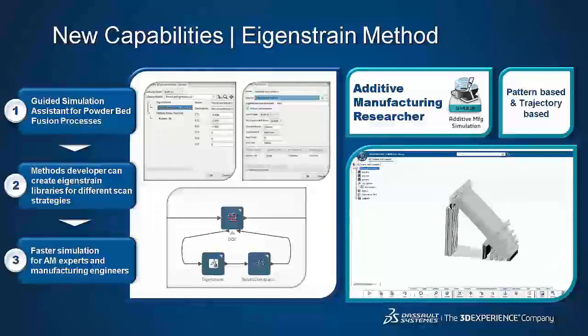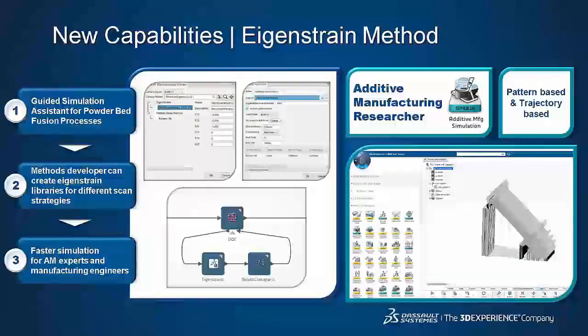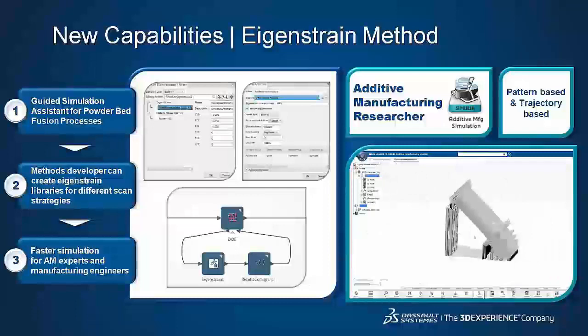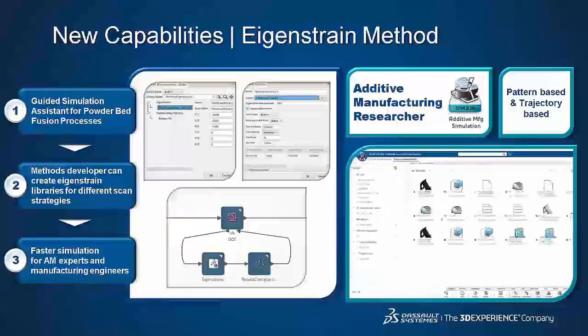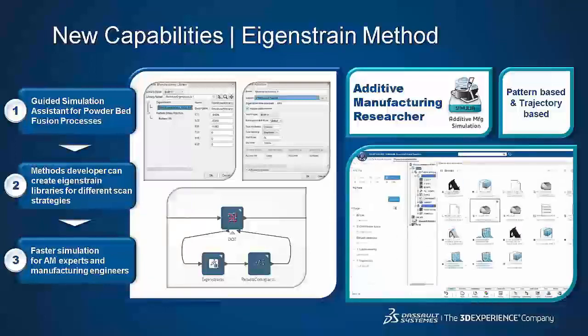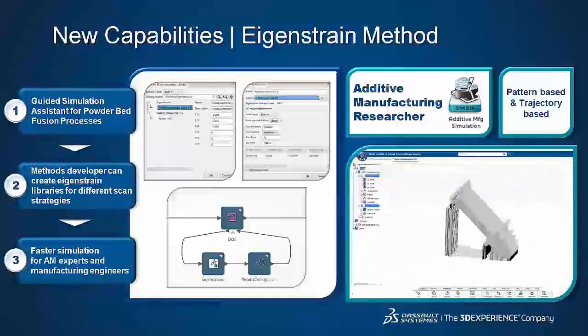Now, let me introduce a completely new approach to virtual printing process simulations, the Eigenstrain method. Again, we have made a guided user interface for the Eigenstrain method. In the additive manufacturing researcher role, users will be able to choose from either the thermomechanical approach or the Eigenstrain approach. Upon selection of the new Eigenstrain method, users will enter a new guided interface for setting up the Eigenstrain method process simulation model.